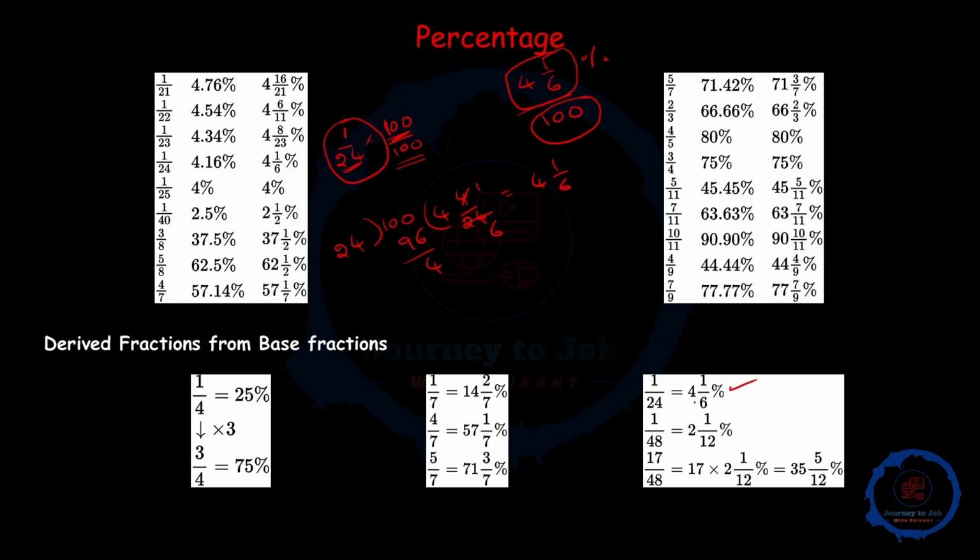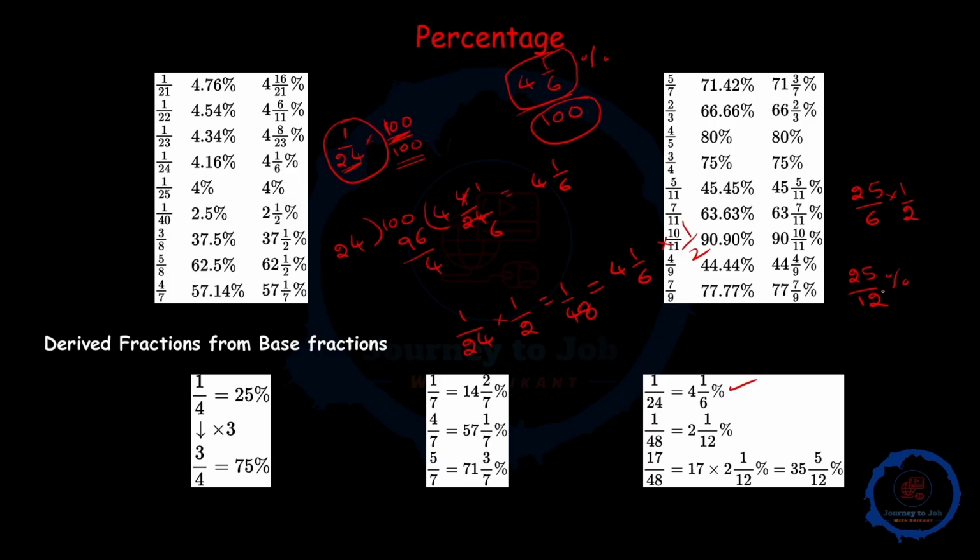Now 1 by 48, how to convert? Simply, 1 by 24 you know already. So into 1 by 2 means 1 by 48. So now 1 by 24 means 4 1 by 6 percentage, into 1 by 2. This is 6 into 4, 24 plus 1, 25 by 6. So 25 by 6 into 1 by 2, so 25 by 12 percentage.